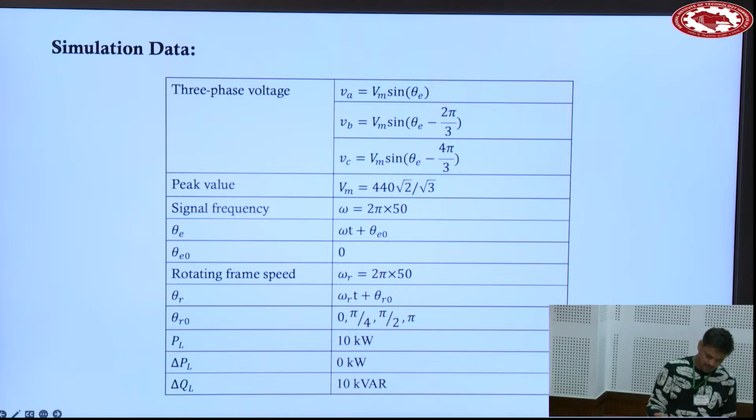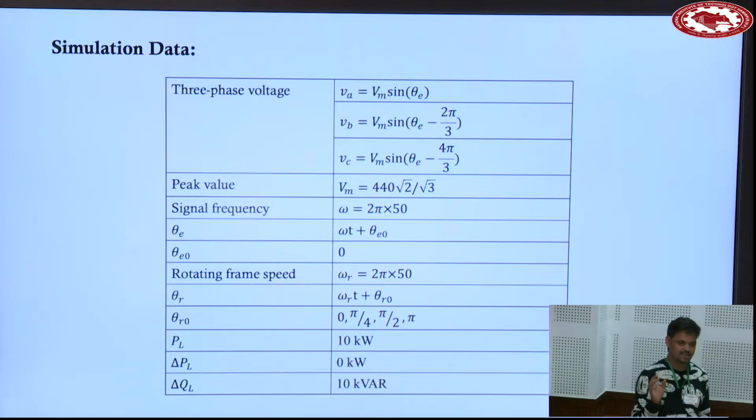So this is the simulation data. Three voltage signals are there, three phase. The peak value is going to be 440 by root 3, which is phase voltage, times root 2. Omega is obviously 2 pi into 50. Theta E naught I am assuming to be 0, and the rotating speed is the same, synchronous speed. Theta R naught I will change: first I will assume 0, then pi by 4, then plus minus pi by 2, and I want to match what you have told me. Then decoupling, I want to see whether decoupling is there or not.